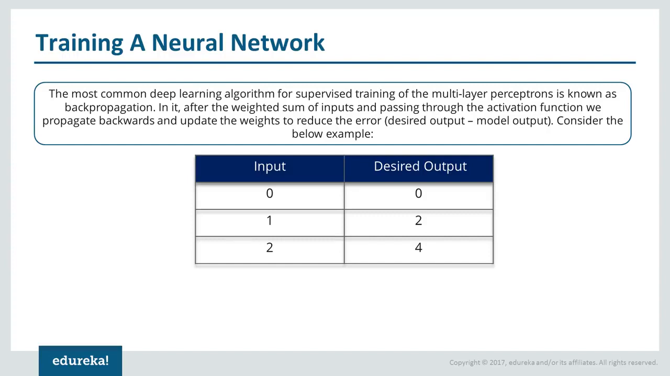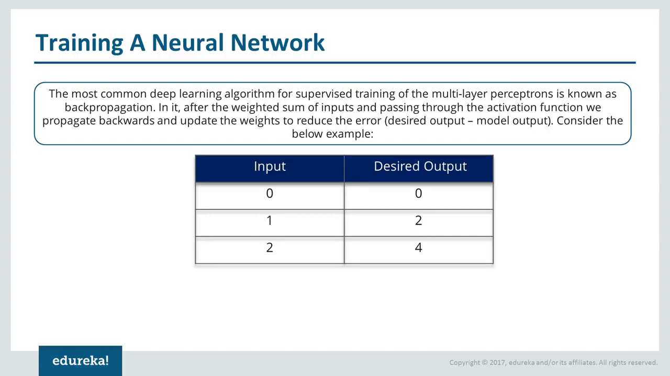We get the output a lot of times and then we compare it with the actual output. Then again we propagate backwards, we change the variables, then again we calculate the output, we compare it again with the desired output. Then again we propagate backwards. So this process keeps on repeating until we get the minimum value.